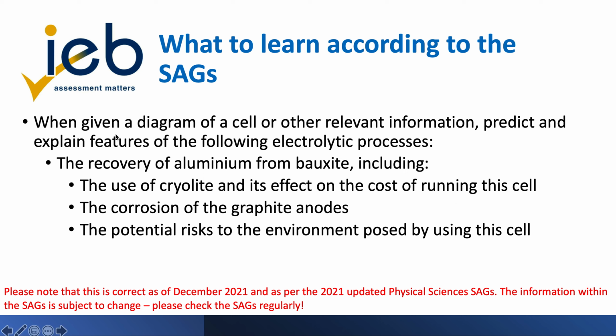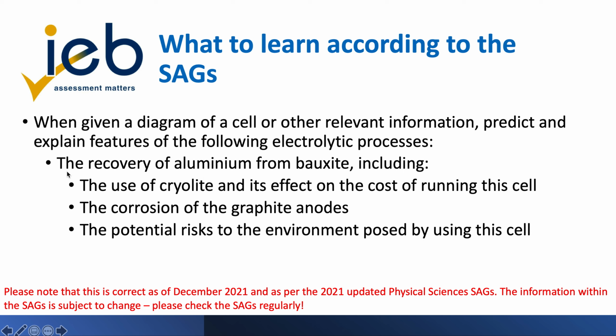So in this presentation today, we're going to be taking a look at the recovery of aluminium from bauxite. And the subject assessment guideline states that when given a diagram of a cell or other relevant information, you must be able to predict and explain the features of the following electrolytic processes. Now, as I said, we're going to be looking at the recovery of aluminium from bauxite. And that includes the use of cryolite and its effect on the cost of running the cell, the corrosion of the graphite anodes, and the potential risks to the environment posed by using the cell.